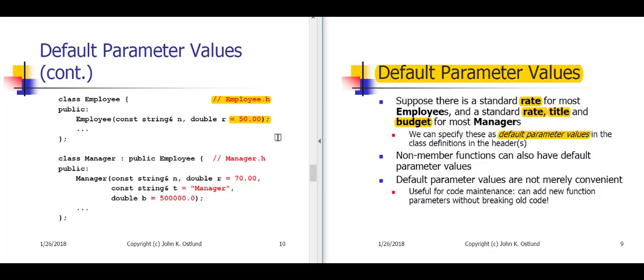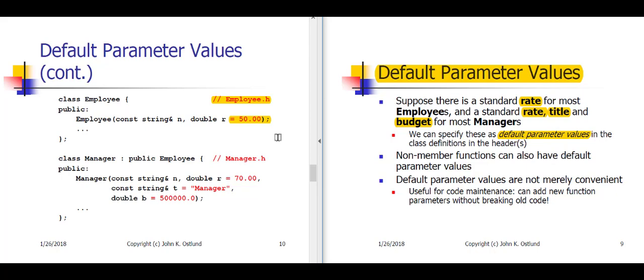So here on slide 10 at the top is our employee class definition. This is in the employee.h file. And we've modified our constructor declaration so that when we create an employee object, we are required to specify a name for the employee, and the name has to be specified either as a string object or it can be specified as a string literal, which will automatically be converted into a string object. But the rate is now optional.